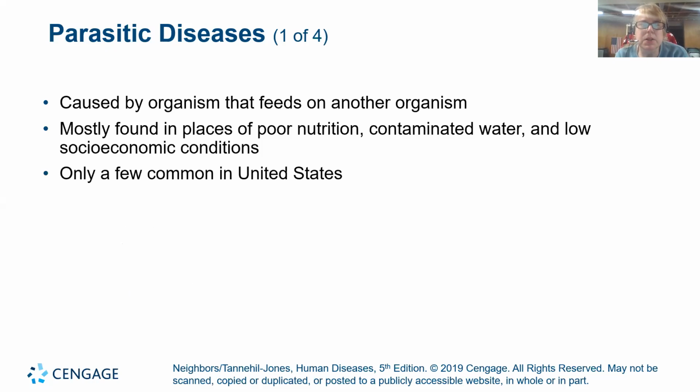Parasites that we see in kids are caused by organisms that feed on another organism, okay? Mostly they are found in places of poor nutrition, contaminated water, low socioeconomic conditions, but they're not exclusive to these places, okay? I want you to know that. And parents of children who are not in lower socioeconomic conditions are absolutely mortified when their kid gets a parasite, and it can happen. There are only a few common ones in the United States.